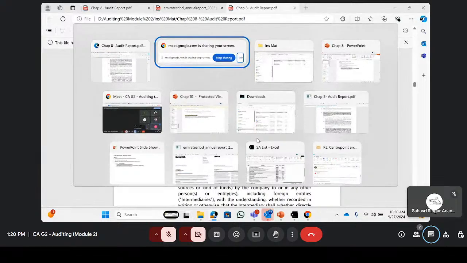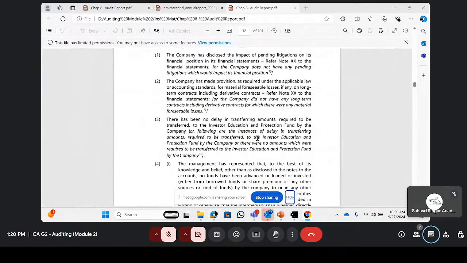So the CARO contains some set of 21, 22 points. Those points have to be replicated in the same sequential order in which they have been prepared. Okay, some points might not be applicable. If not applicable, you can write that this point is not applicable for this CARO.